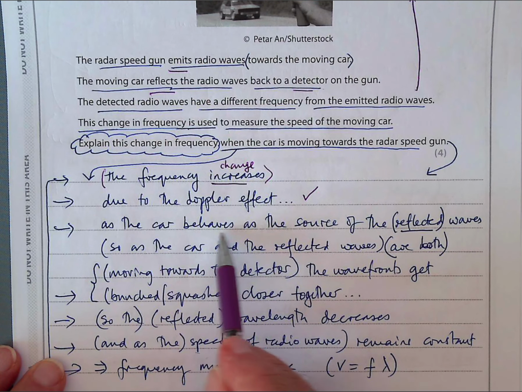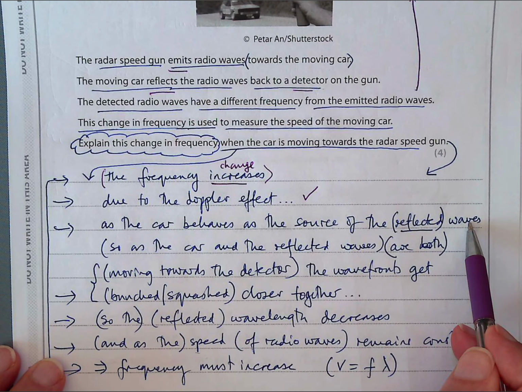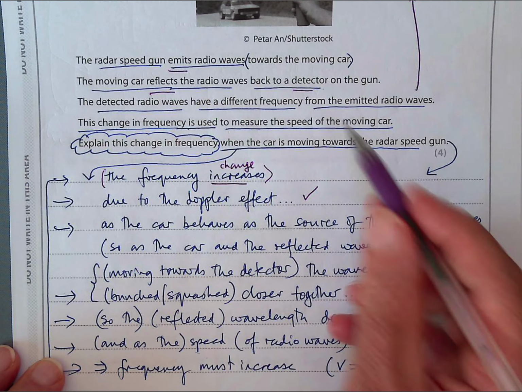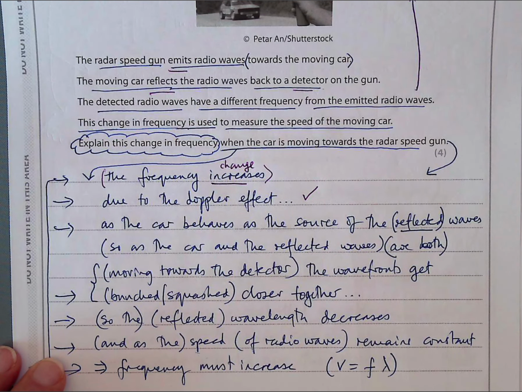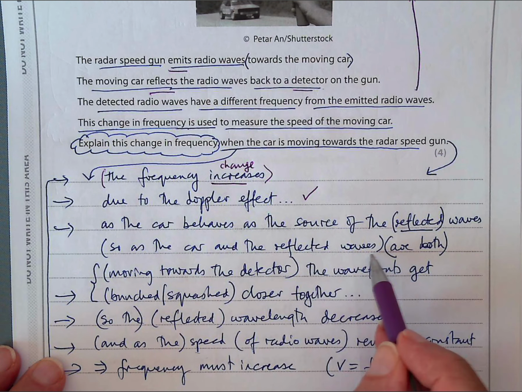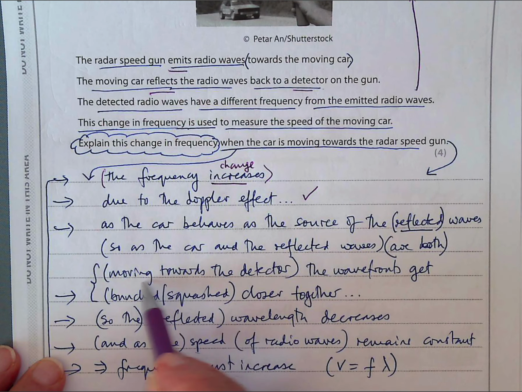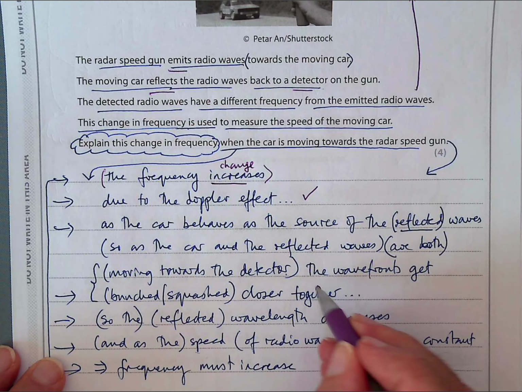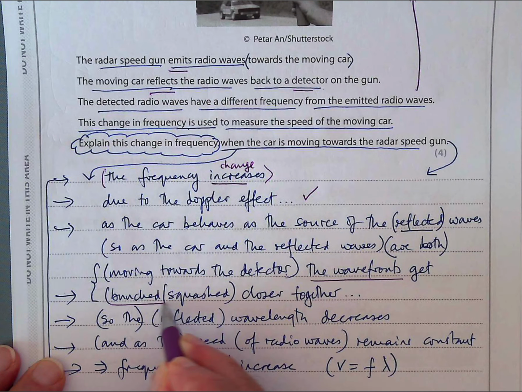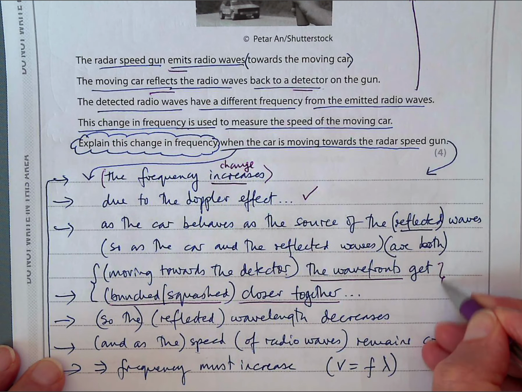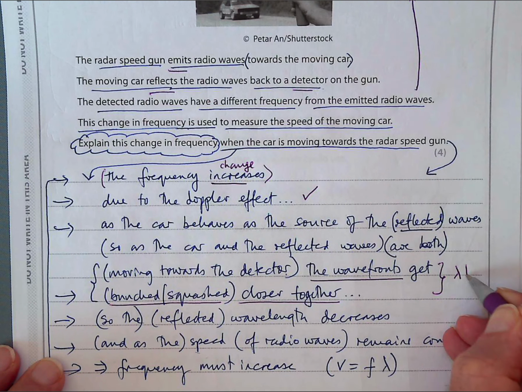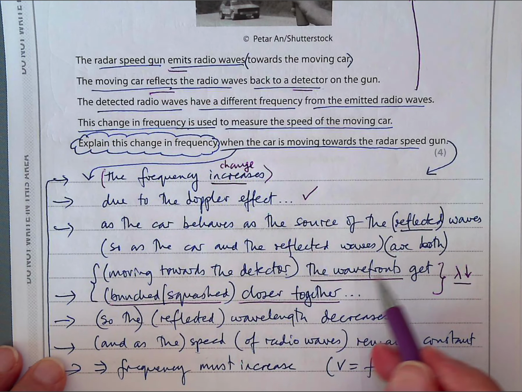The car behaves as the source of the reflected waves. So you've got the emitter being the gun, and then the car being the second source, a reflection. It comes back. As the car and the reflected waves are both moving towards the detector, the wave fronts get bunched together, squashed, and closer together. So if the wave fronts get closer together, the wavelength decreases. Remember, this is the symbol lambda for wavelength.